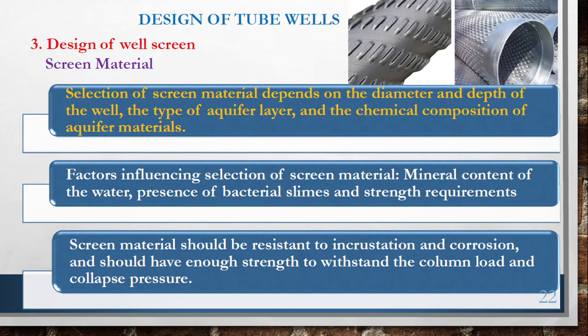Now the material of the screen is another important thing to be noted. The material is chosen based on the depth of the well, type of aquifer layer and the chemical composition, because we have to avoid corrosion of the screen. Such a material should be chosen which has proper strength to bear the pressure of water. Normally we are providing stainless steel.